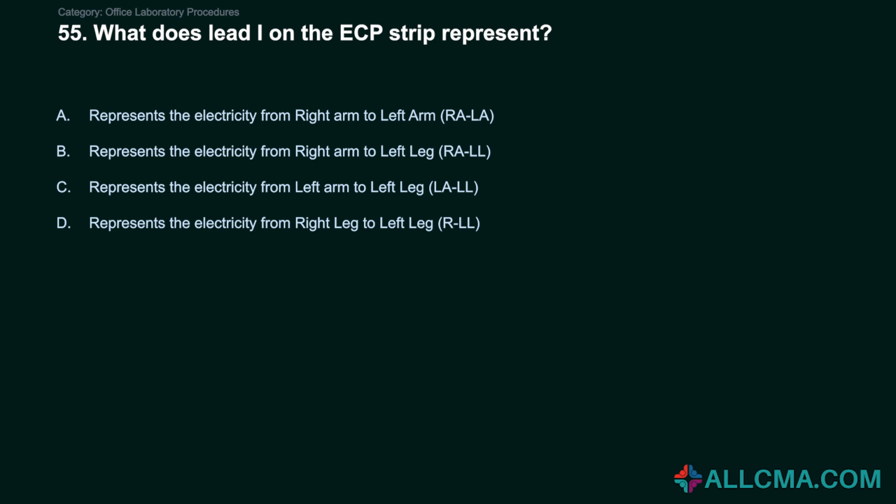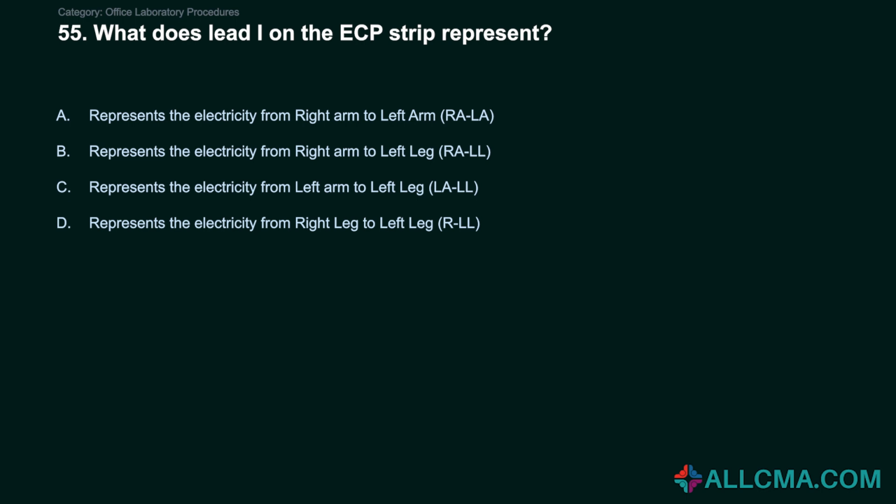55. What does lead I on the ECG strip represent? A. Represents the electricity from right arm to left arm, or RA to LA. B. Represents the electricity from right arm to left leg, or RA to LL. C. Represents the electricity from left arm to left leg, LA to LL. D.